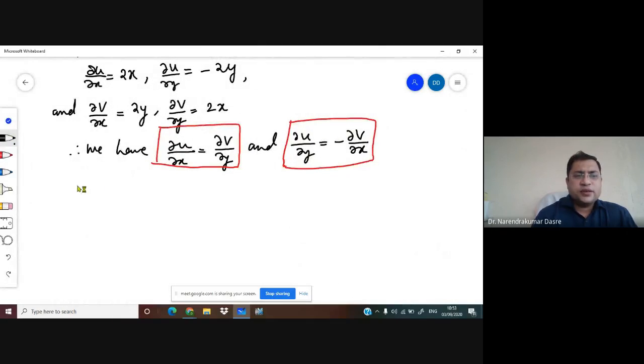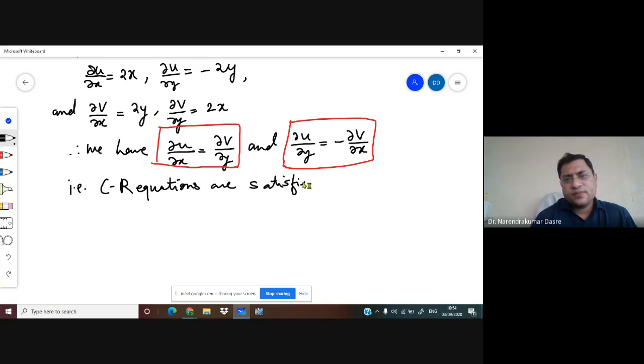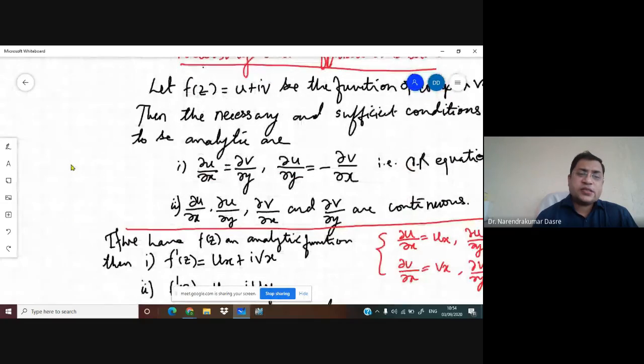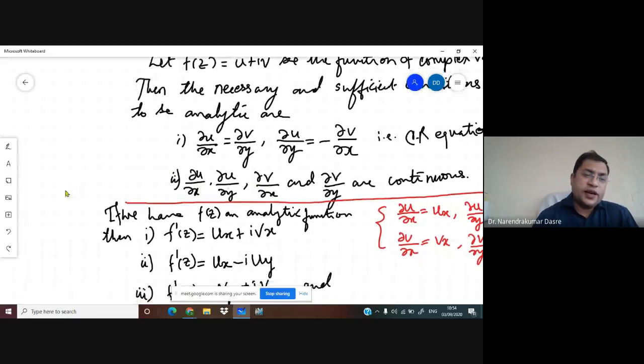So you can see exactly these are the same equations. So what we can say is that the CR equations are satisfied. But when you say CR equations are satisfied, that does not mean the function is analytic, because these are necessary conditions, not the sufficient ones. So necessary conditions are satisfied, but we need to see what the next condition required is. The next condition is continuity of these first order derivatives.